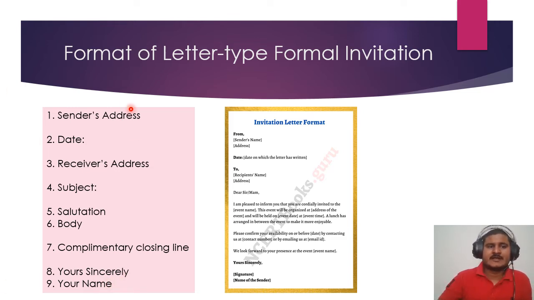Can you see here I have given space here. After the sender's address I have given some space, after the date I have given some space. Why? Because you also have to leave one line here, and again one line here, then one line here, and one line here. So you have to leave one line after the sender's address, after the date, after the receiver's address, after the subject, and then you have to write the salutation, and then you can write the complete body.